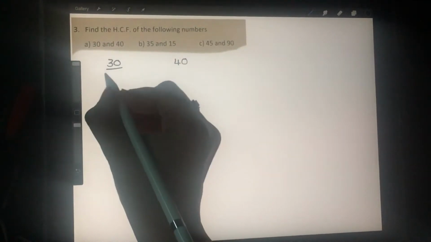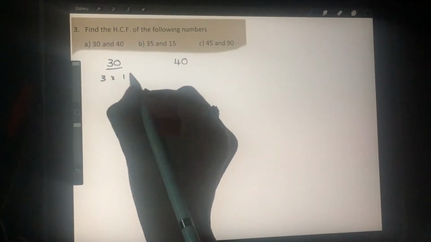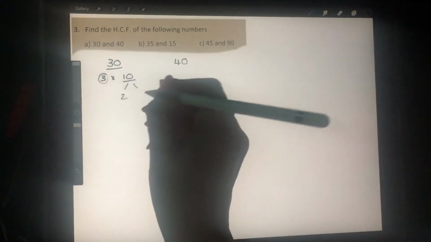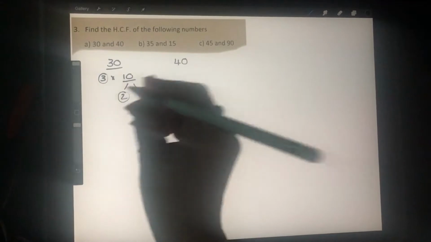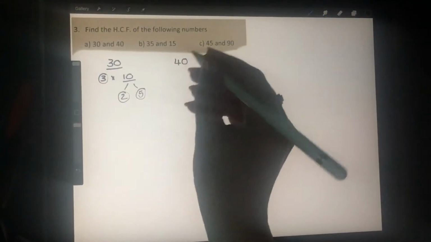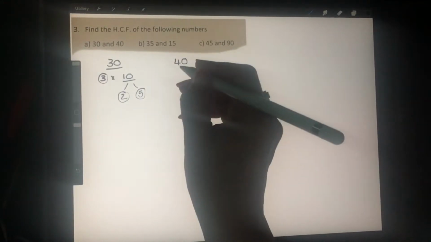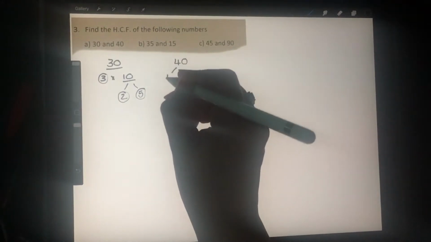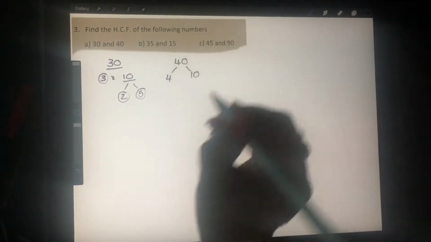Right, so finding the highest common factor of 30 and 40 means, first of all, we need to break it up into prime factors. Right, so 30 can be broken up into 3 times 10, where 3 is in fact a prime number. 10 is not a prime number, so can be broken up into 2 times 5, where 2 and 5 are prime numbers. 40 can be broken up into either 4 times 10 or 5 times 8. I'm just going to do 4 times 10 for this video.